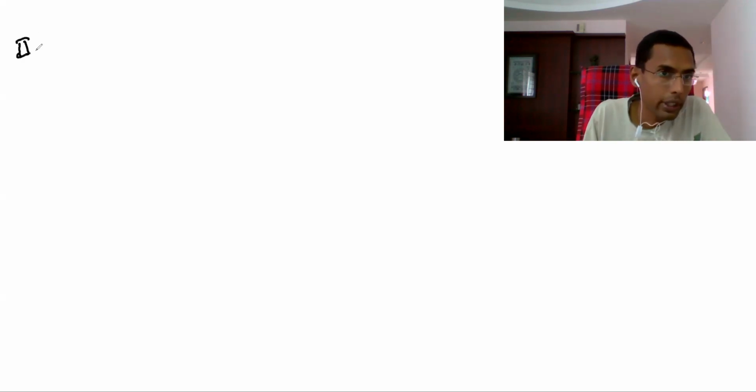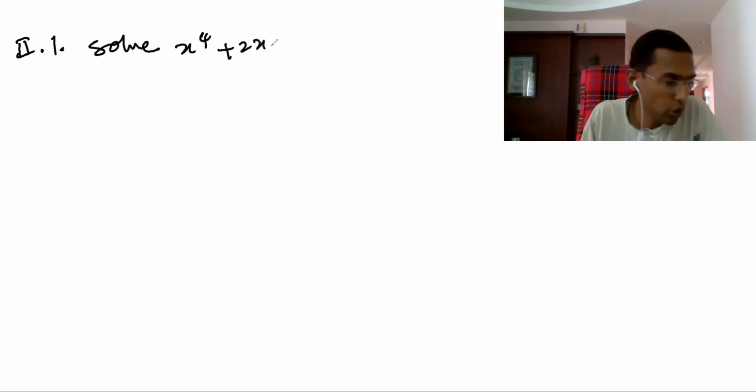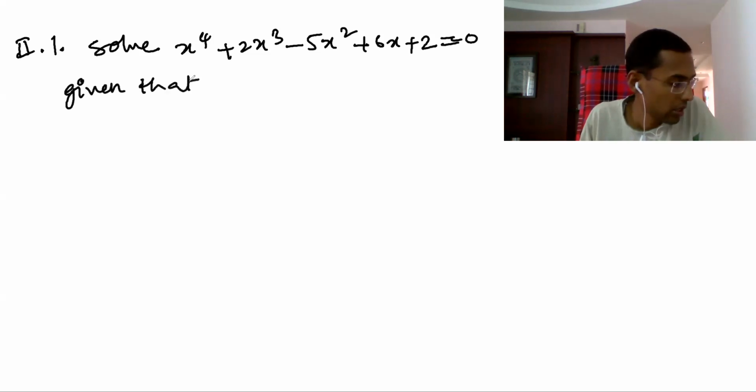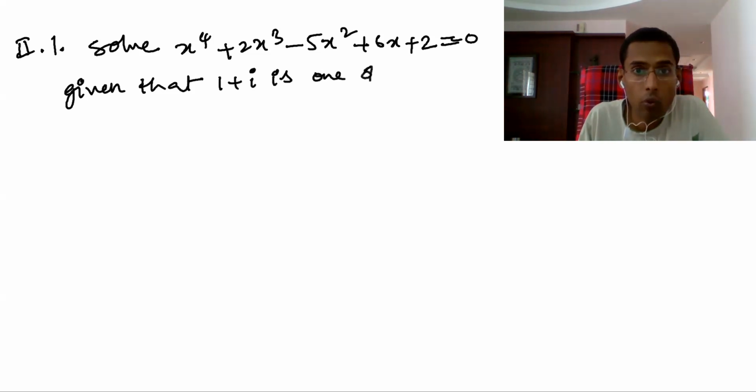So now let's go to the second common. What is the first question? Solve x power 4 plus 2x cube minus 5x square plus 6x plus 2 equal to 0. What is given? Given that 1 plus i is one of the roots.